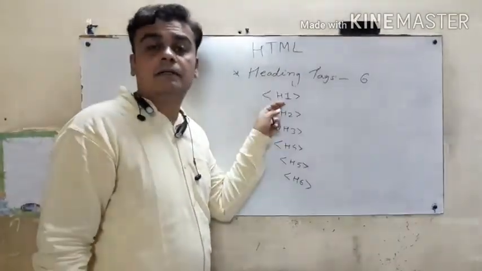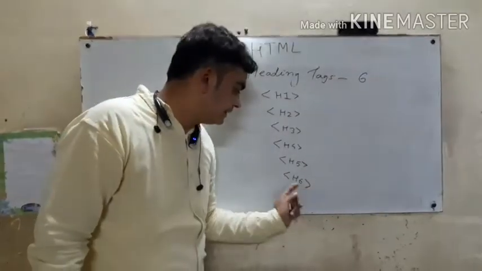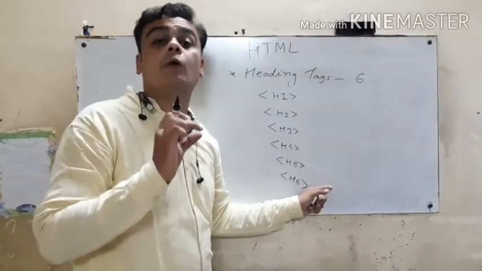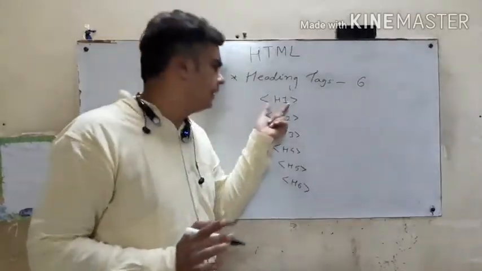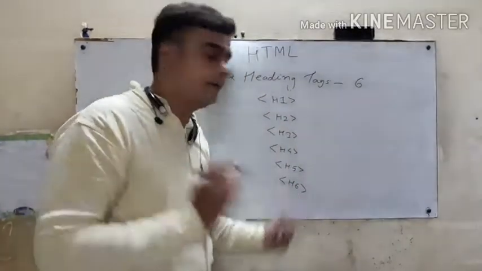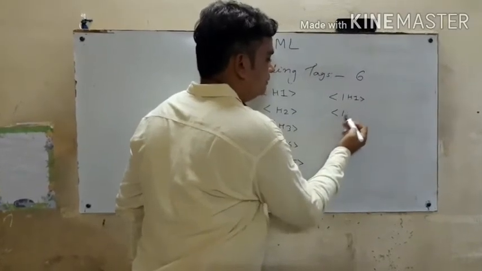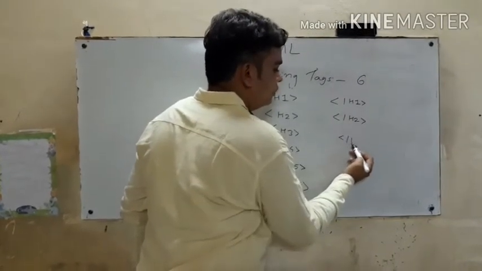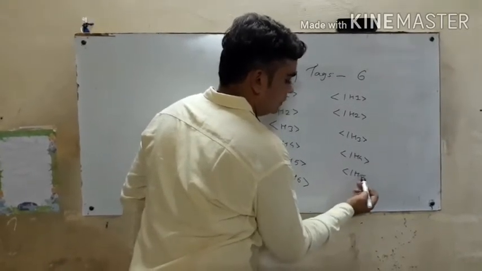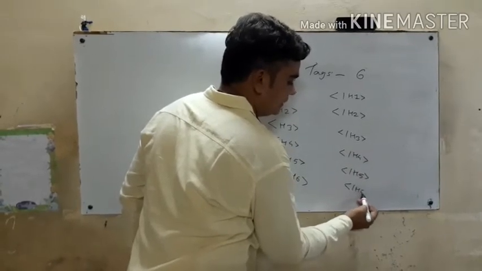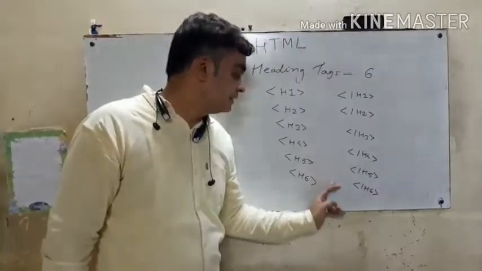The H1 tag will display the text with the largest font size, when we compare it with H6. The H6 tag displays the text with the smallest font size. So it is in decreasing order. And keep one thing in your mind: all these heading tags are paired, which means their companion tags are /H1, then /H2, /H3, /H4, /H5, /H6. So these are the companion tags related to these heading tags.